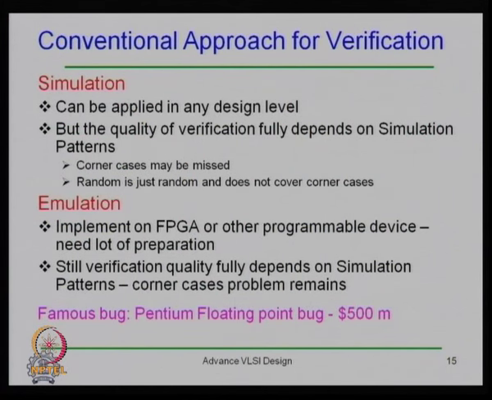So, when I mentioned emulation, Intel heavily uses emulation for their design verification, and they use several hundreds of FPGA boards to verify one design. Okay, so this simulation or emulation is not enough, so you have to go for formal techniques.